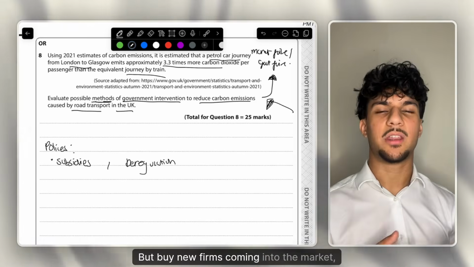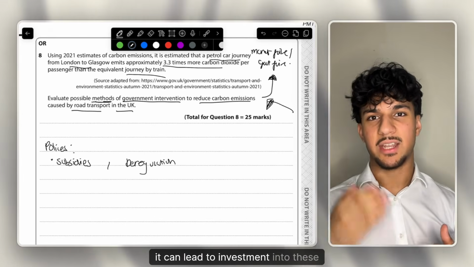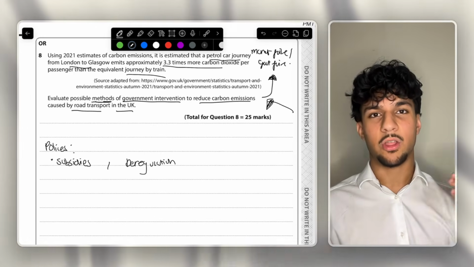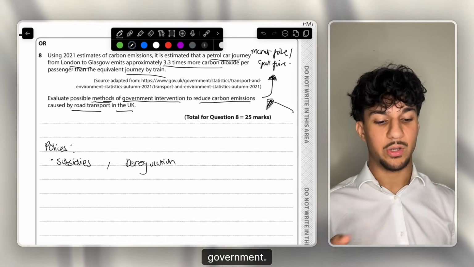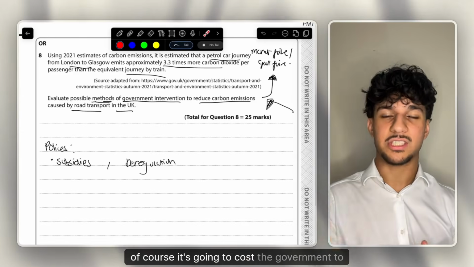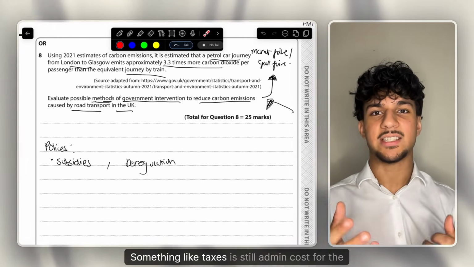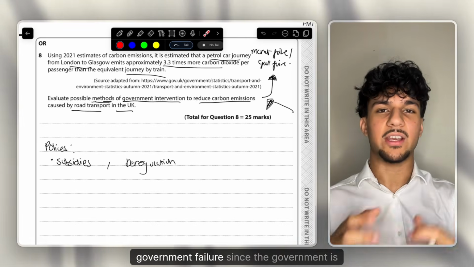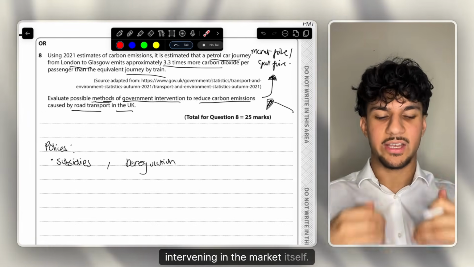By new firms coming into the market, it can lead to investment into these electric cars, these electric vehicles, thus meaning it's a double positive for the government. Why? Firstly, with something like subsidies, of course, it's going to cost the government to intervene. Something like taxes still involves admin costs for the government to intervene, and it can lead to government failure since the government is intervening in the market itself.